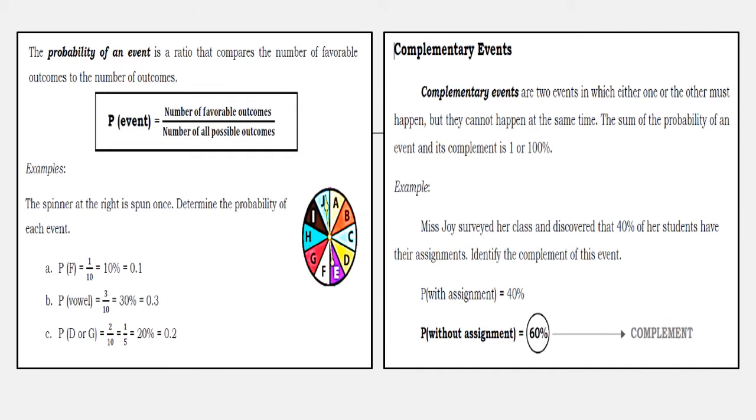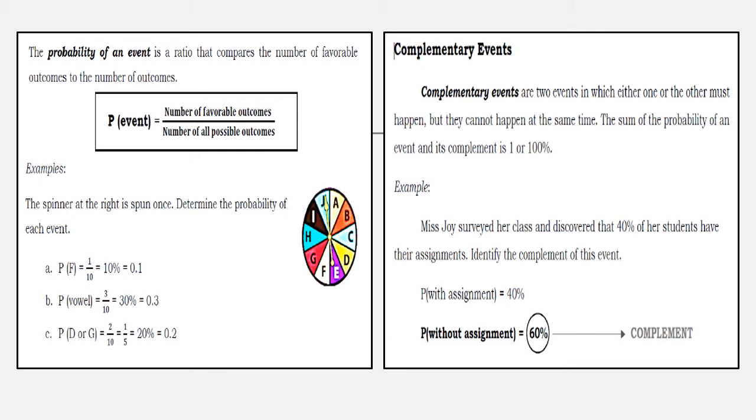The probability of an event is a ratio that compares the number of favorable outcomes to the number of all possible outcomes. So P(event) is equal to the number of favorable outcomes over the number of all possible outcomes. Example, the spinner at the right is spun once. Determine the probability of each event. So for F, 0.1, for vowel, 0.3, and for D or G, 0.2.